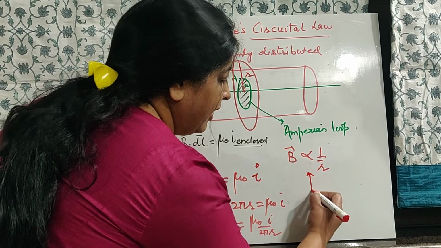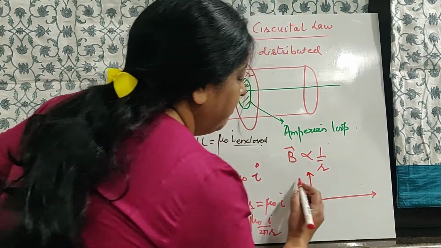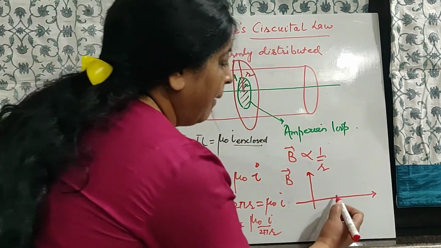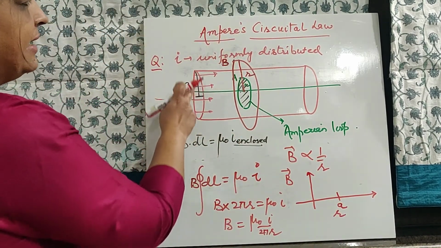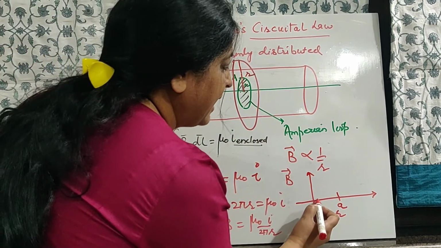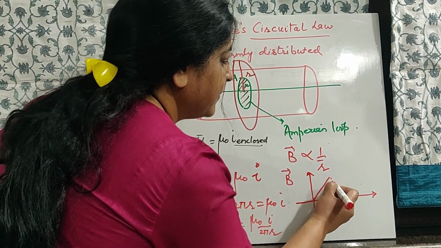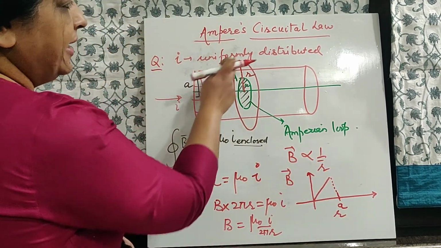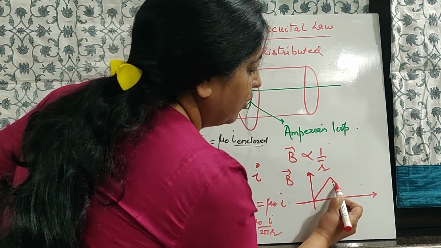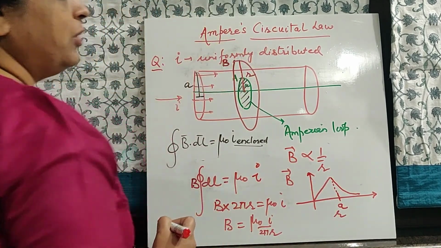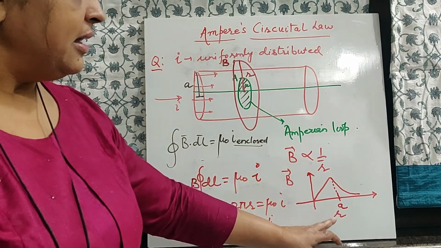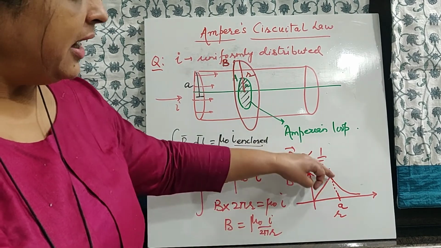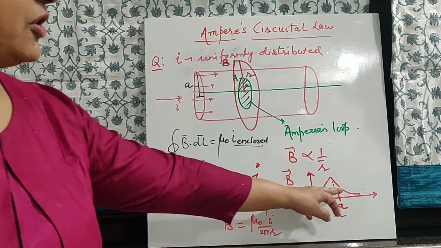So if we really want to draw a graph between magnetic field and the distance R, up till A, which is the radius of the conductor, the magnetic field is varying like this, straight, direct proportionality. And after this, it is varying as 1 by R. So it will go like this. So the graph between magnetic field and the distance will be shown like this. Up till A, it will be a straight line, and after A, it will be a declining curve, which has been shown by this.